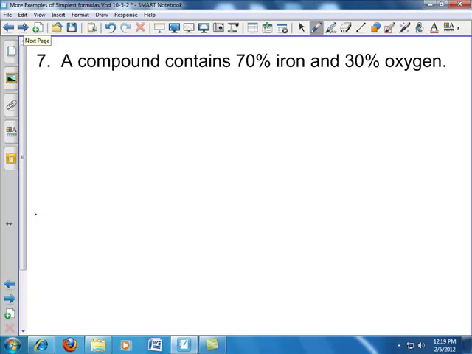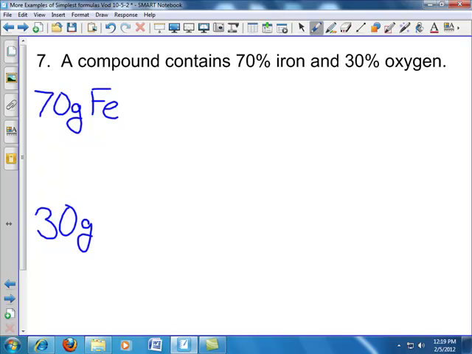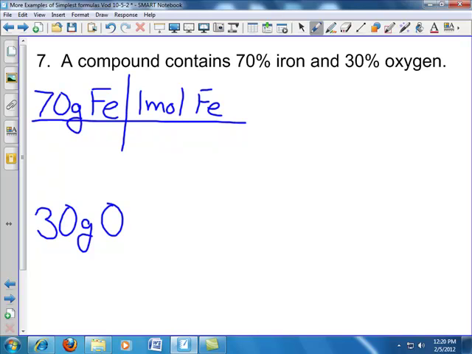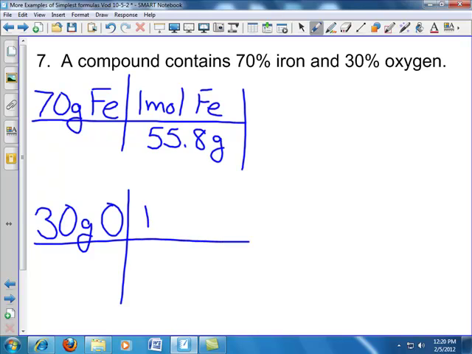We're going to do number 7 because, as an example, it gives you a little bit of a twist. Again, step 1, change the percents to grams. So I'm going to have 70 grams of Fe, and 30 grams of oxygen. That's step 1. Step 2, change the grams to moles. So I look on the periodic table and find the molar mass of iron, and that's 55.8 grams. And I find the molar mass of oxygen, and that's 16 grams.